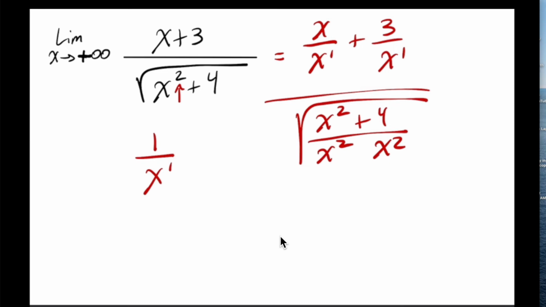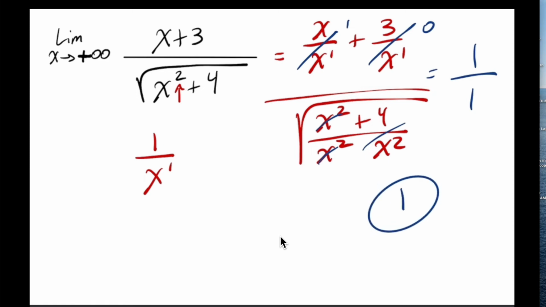Here on top, this is going to go to 1, and that's going to go to 0. So we're going to have 1 in the numerator. In the denominator, this is going to go to 1, and that's going to go to 0. We're going to have 1 in the denominator as well. Our final limit is going to be positive 1.